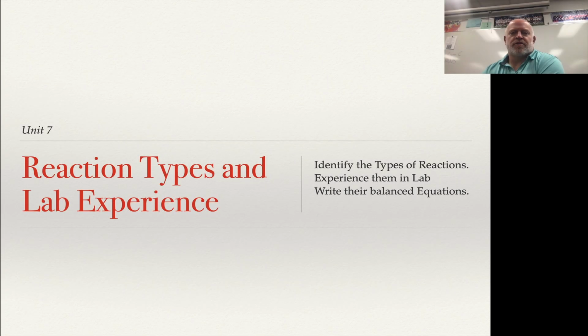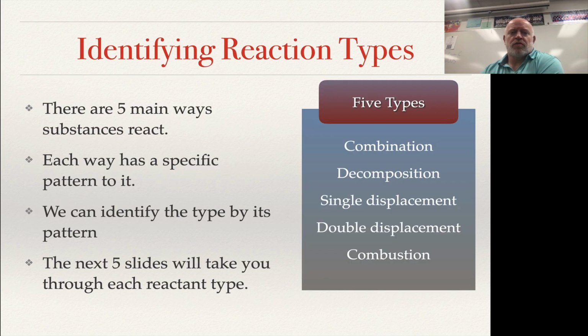Okay, in this video, we're going to talk about the different reaction types and get ourselves set up to do a lab experience with that, okay? So first of all, we want to talk about how many reaction types we have, and we have 5 of them. Each reaction type is going to have a similar pattern to it, okay? As we look at each type, we're going to go through how it patterns out. We're going to see an example of it and also see how we can identify those different reaction types based off those patterns, okay? There are 5 types. They are combination, decomposition, single displacement, double displacement, and combustion is what we'll be looking at.